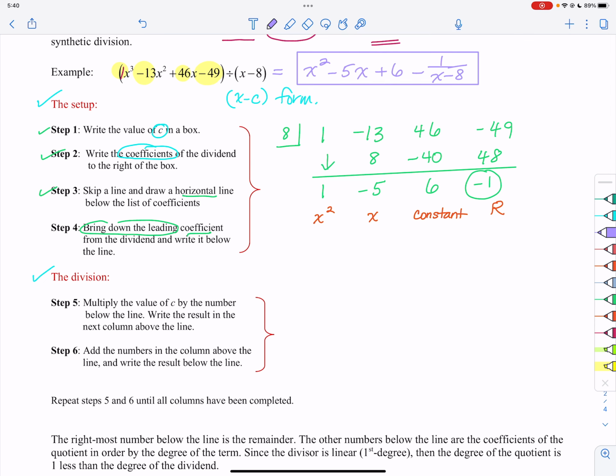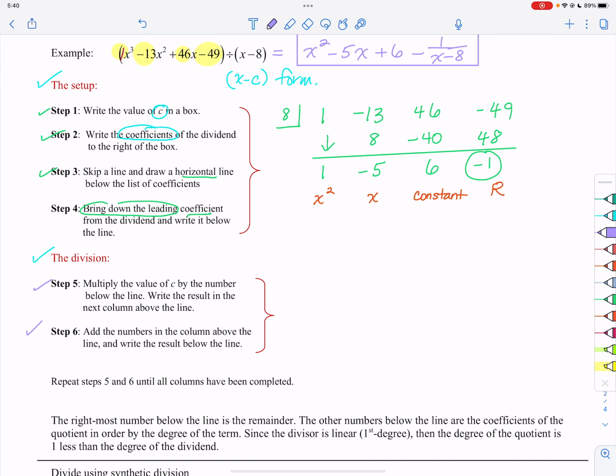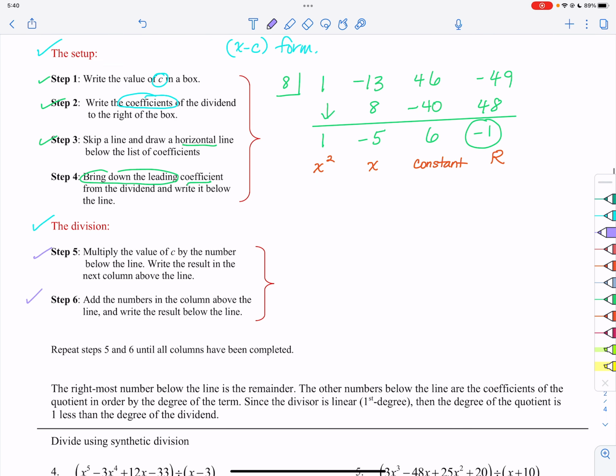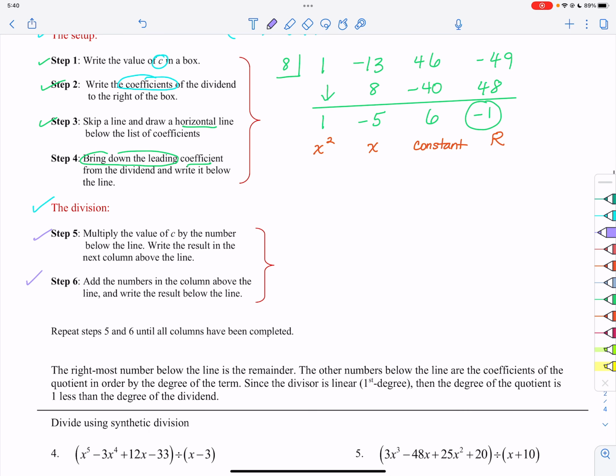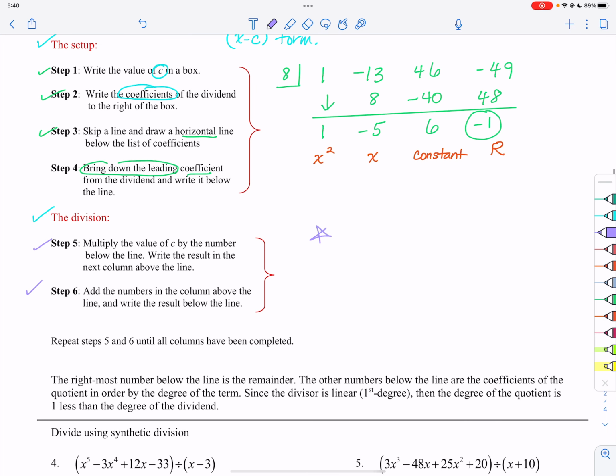Okay, so that is synthetic division. So it's kind of nice. We do want to make sure that we use a coefficient of 0 for any missing powers of x.